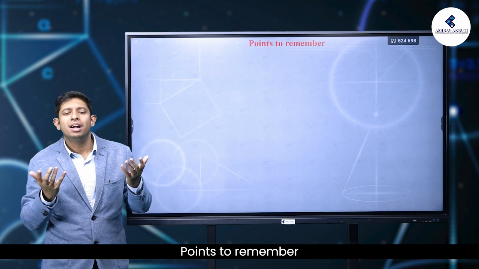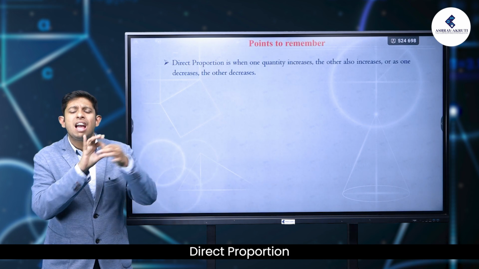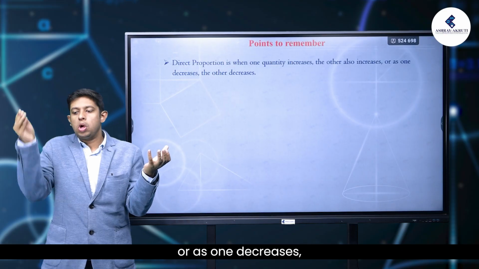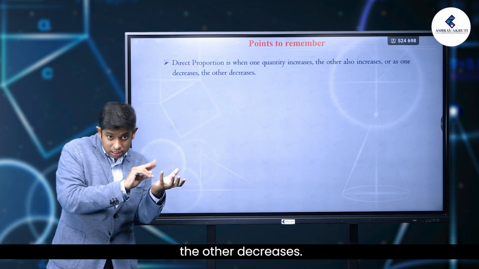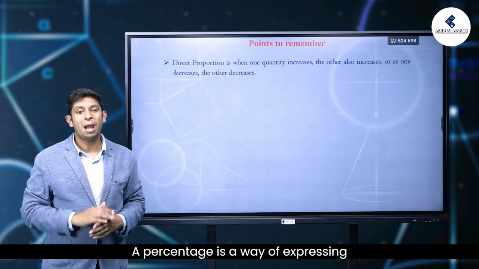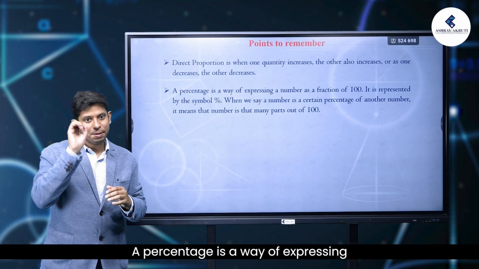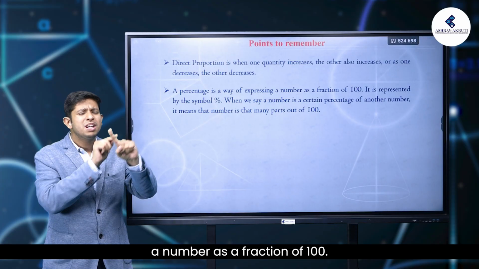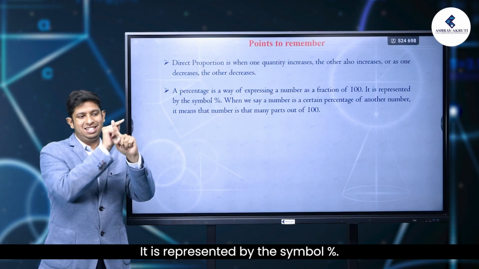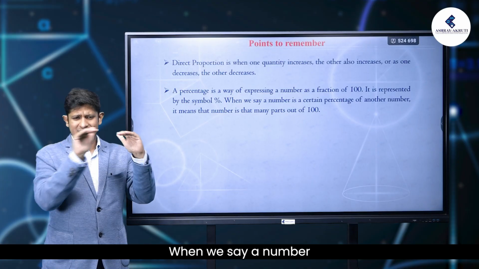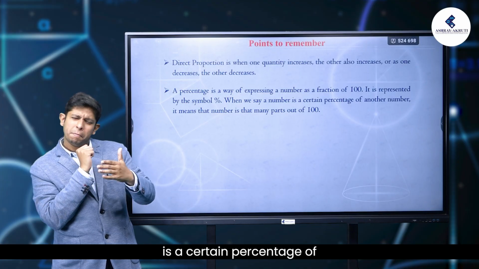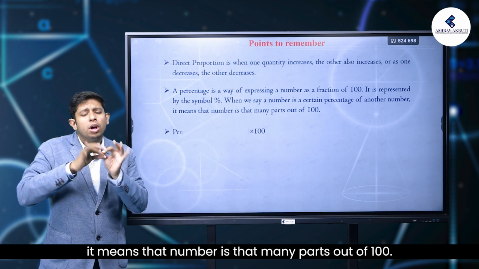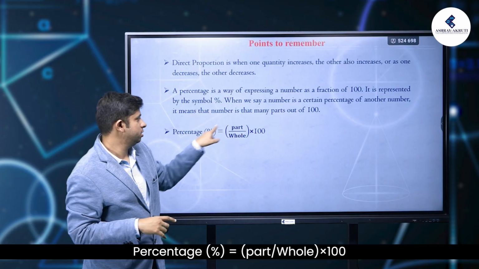Points to remember. Direct proportion is when one quantity increases, the other also increases, or as one decreases, the other decreases. A percentage is a way of expressing a number as a fraction of 100. It is represented by the symbol %. When we say a number is a certain percentage of another number, it means that number is that many parts out of 100. Percentage equals part by whole into 100.